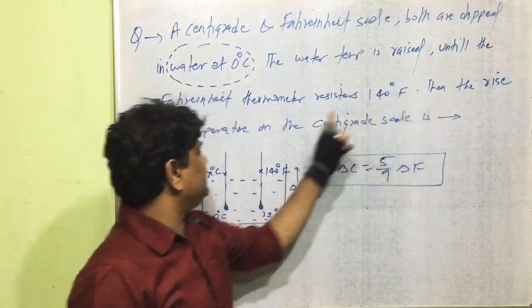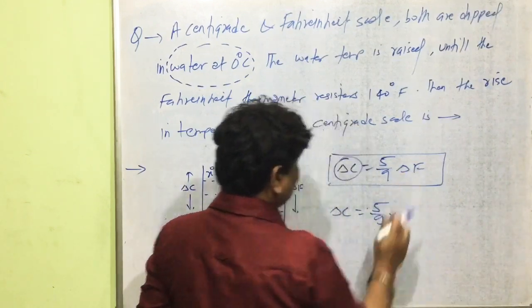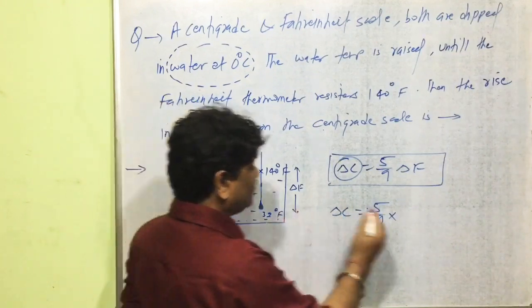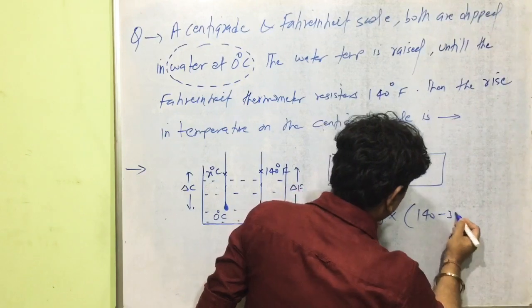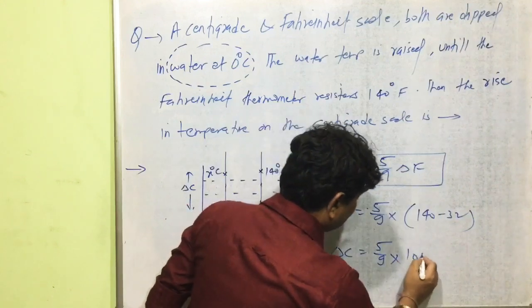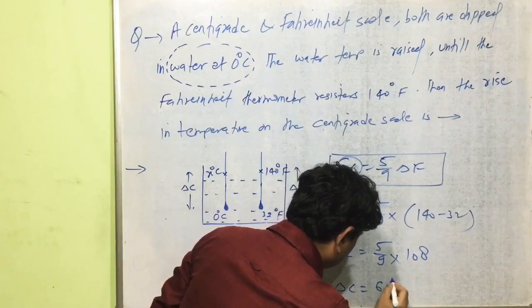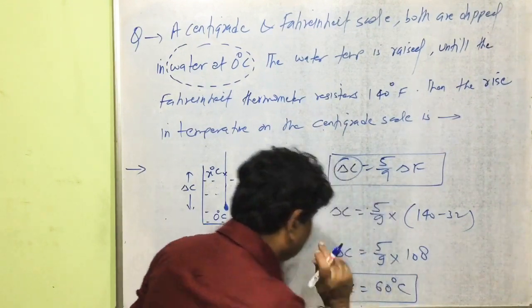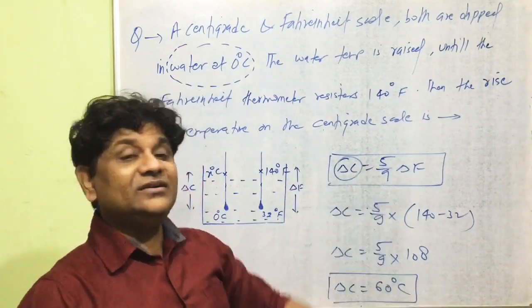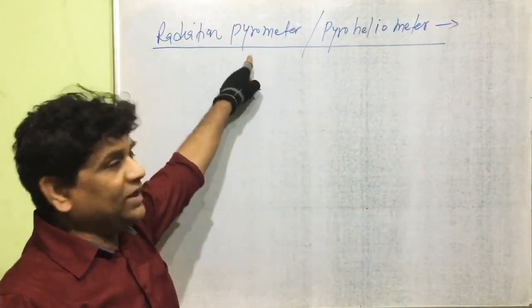So what is the rise in temperature on the centigrade scale? Delta C is asked, it is 5 by 9 of delta F. Delta F is 140 minus 32, the change in temperature on the Fahrenheit scale. So delta C is equal to 5 by 9 into 108. So the value of delta C will become equal to 60 degrees Celsius. This is the change in temperature on the centigrade scale, or you can say the rise in temperature on the centigrade scale. Okay, the topic is radiation pyrometer.